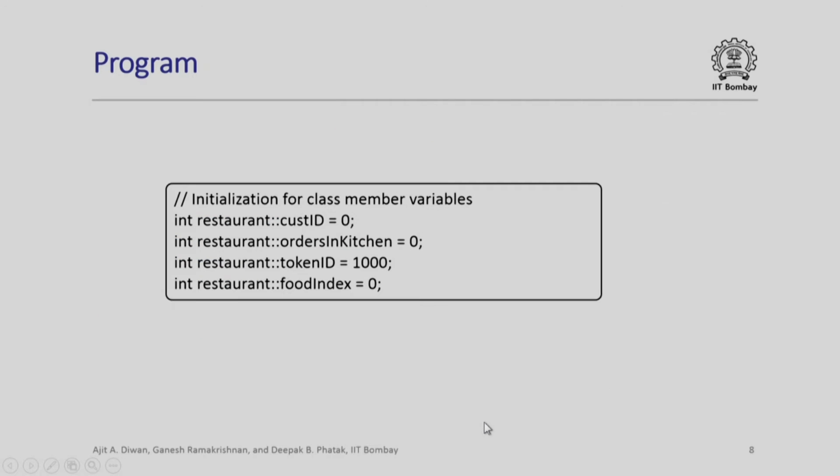Of course, at the end of the class we will require some initialization for class member variables. These are all set to 0, 0. This is an arbitrary number 1000. We had used this similar concept in the bus queue also. So, all customers will start their numbering of token IDs from 1001, 1002, etc.